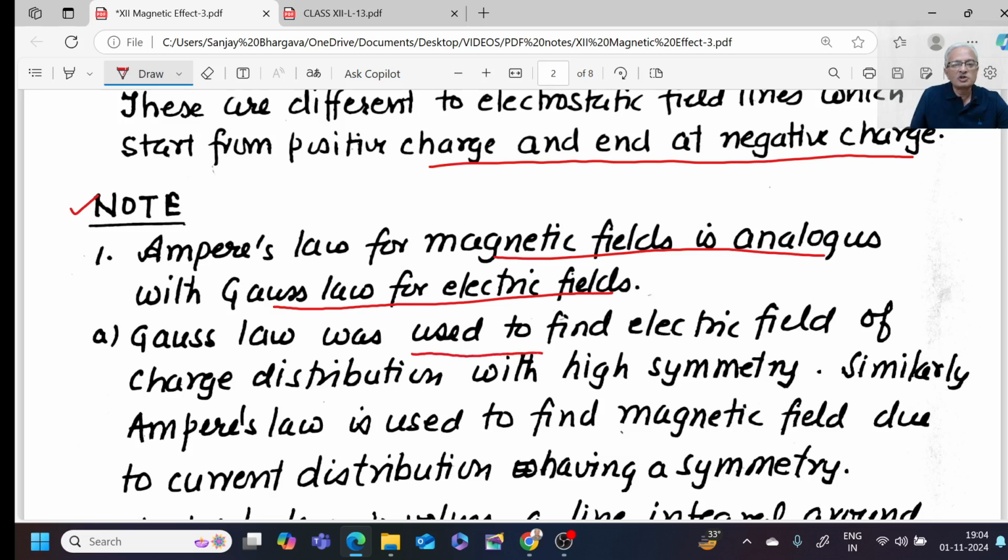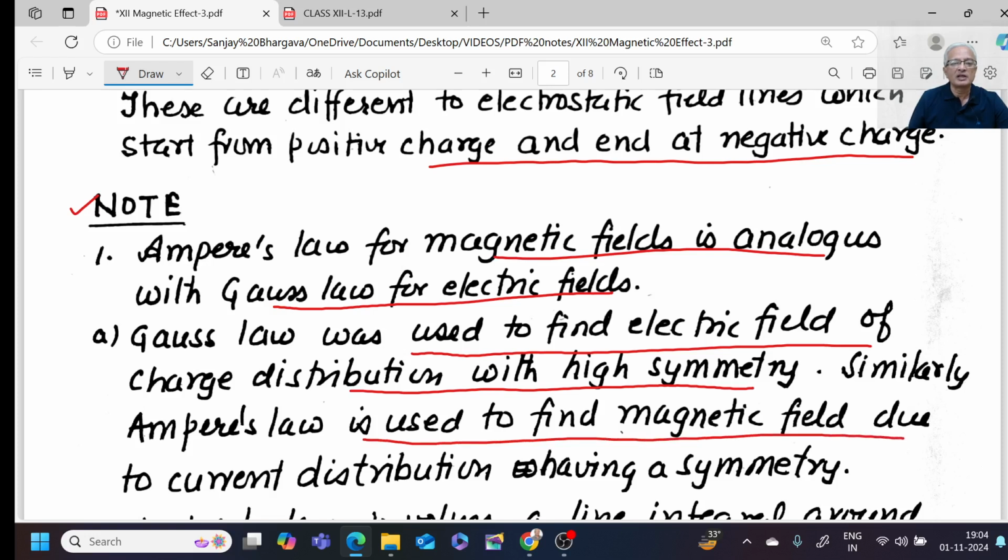Gauss law was used to find electric field of the charge distribution with high symmetry. Similarly, Ampere's law is used to find magnetic field due to current distribution having a symmetry.